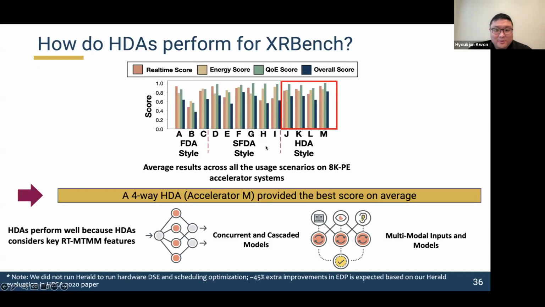Using the framework, we can optimize the accelerator, and this is the result we got from the XR bench. The highlighted box here is the result for the heterogeneous data flow accelerators. Again, on the x-axis we have different accelerator styles, and on the y-axis we have the XR bench score. And the red box is the result for the heterogeneous data flow accelerators. In our evaluation, we found the four-way HDA, which includes four sub-accelerators, provided the best score on average because it's well suited for the concurrent execution of multiple models, and it has heterogeneous data flow that is more aligned with the heterogeneous workload for different modalities.